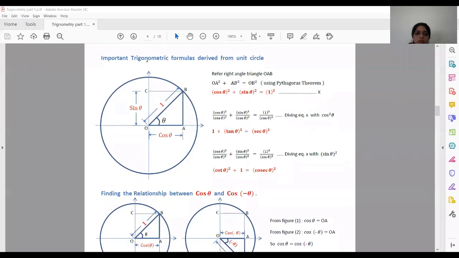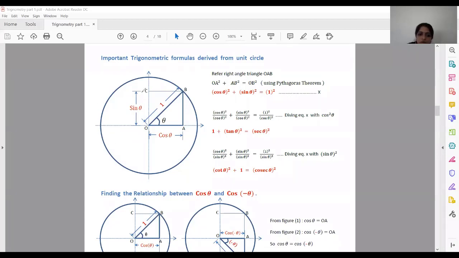Important trigonometry formula derived from the unit circle. You know the trigonometry formula cos square theta plus sin square theta is equal to 1, 1 plus tan square theta is equal to sec square theta, and 1 plus cot square theta is equal to cosec square theta. Here we derive this formula with the help of this unit circle.